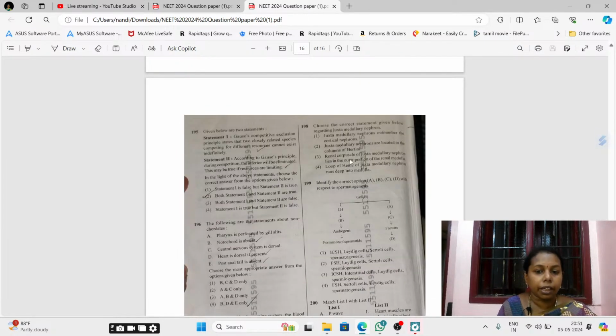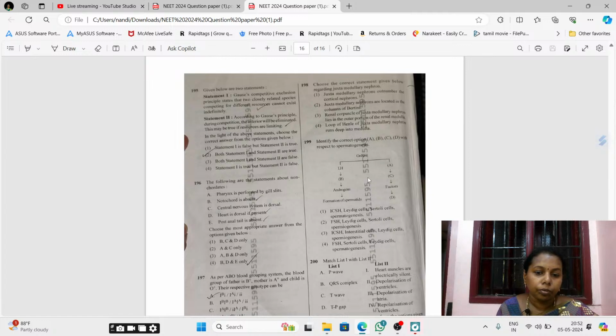198. Choose the correct statement given below regarding juxtamedullary nephron. You know juxtamedullary nephrons are only 15%, where the loop of Henle runs for a longer length, which is given in option 4. So that is the correct statement. In juxtamedullary nephron the loop of Henle runs deep into the medulla. So 198 is 4.